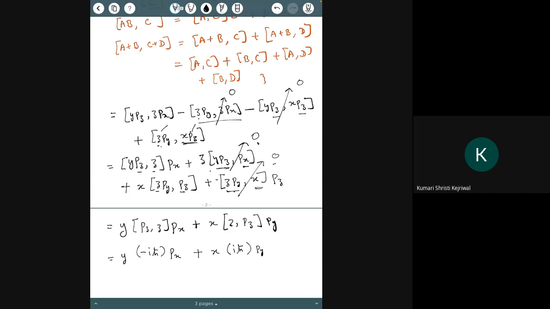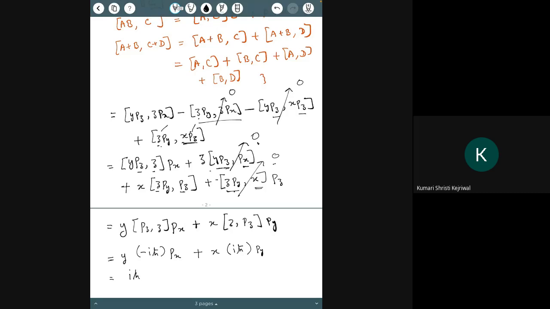It's not mandatory. But when you have lots of terms and lots of commutators, the more terms you get rid of early, the less chance of making mistakes. Okay. So let me just continue.